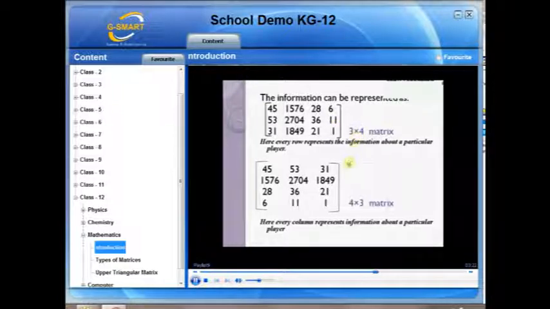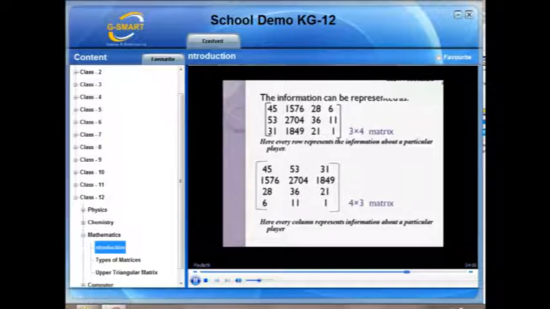Similarly, we could have constructed a 4 cross 3 matrix. Here every column represents the information about a particular player. So this column represents information about Prahlad, and similarly this represents information about Suyash. So we have a choice of representing data in a 3 cross 4 matrix or in a 4 cross 3 matrix. But actually the purpose has been to represent it in a very simple manner so that it becomes very easy to understand and very compact.